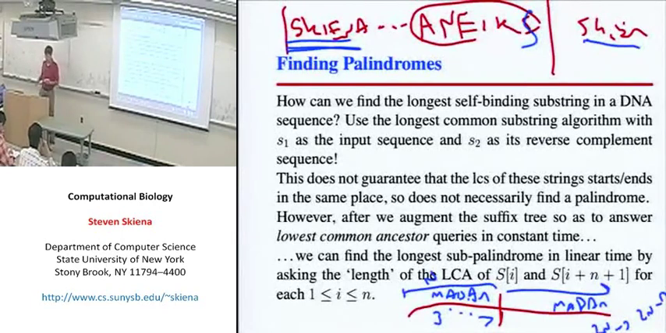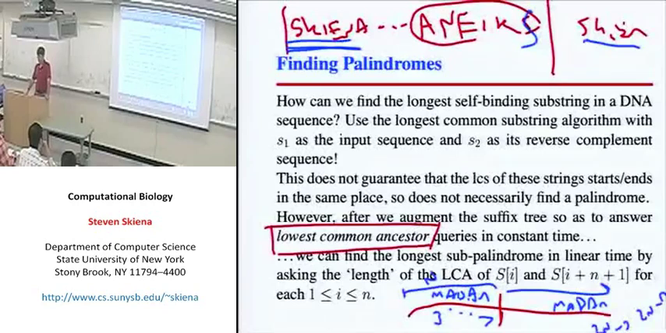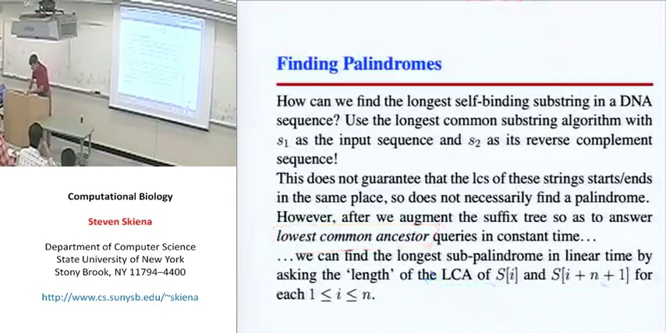What I claim is we can do this using a bit of magic. I'm not going to completely explain it, or I'll barely explain it. It's called the lowest common ancestor. Let's now go and explain it a little bit. Suppose we built a suffix string.